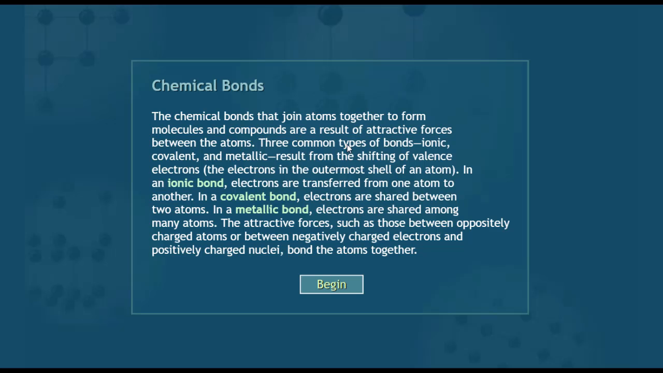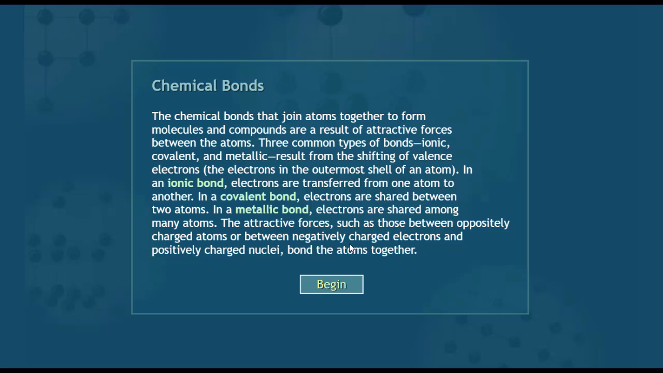So chemical bonds that join atoms together to form molecules and compounds are a result of attractive forces between the atoms. This is our main idea of what I want you to understand today. The 3 common types are ionic, covalent, and metallic, resulting from the shift of valence electrons, which remember are the outermost electrons in the atom. In an ionic bond, you transfer them. In a covalent bond, you share them. In a metallic bond, the electrons are shared not between a couple of atoms, but between many atoms.